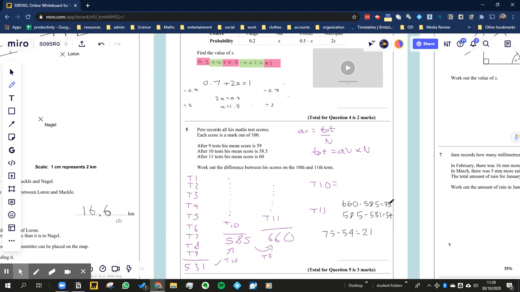So he got 75 in test 11. The difference between this number and this number would be test 10. So he got 54 in test 10. So then we just do the difference between these two, and that gives you 21 marks. So the difference between test 10 and 11 is 21 marks.